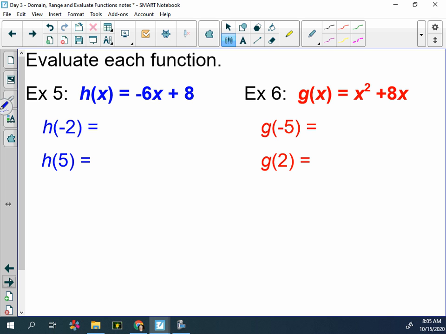Let's finish up with some more practice with evaluating functions in this new function notation. So I have h of x equals -6x plus 8. I want you to evaluate what is h of -2 and what is h of 5. So how do you evaluate those? What are you going to do to find your answer? Like h of -2, what are you going to start with to calculate?